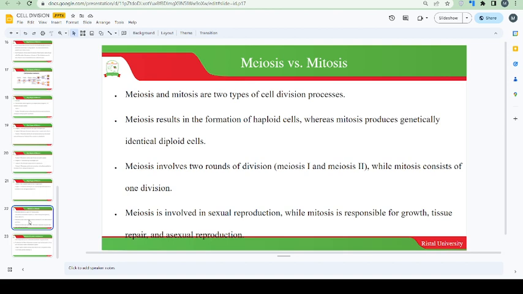Let's look at the similarities and differences between meiosis and mitosis. Meiosis and mitosis are 2 types of cell division processes. Meiosis results into formation of haploid cells, whereas mitosis produces genetically identical diploid cells.